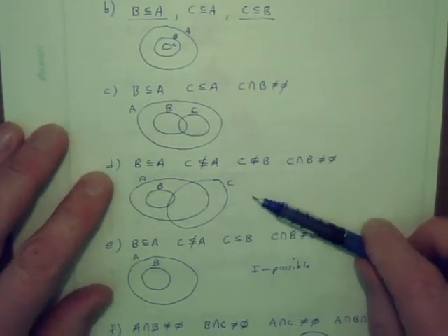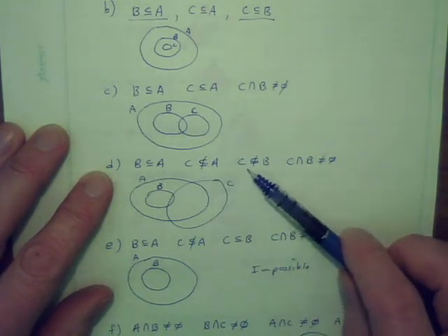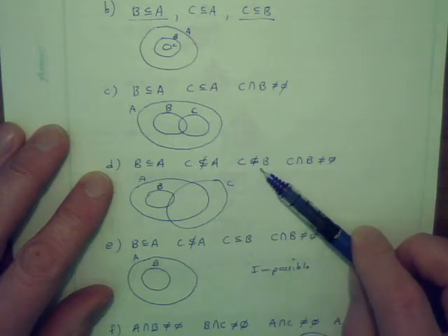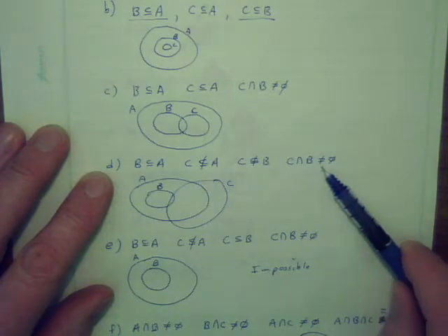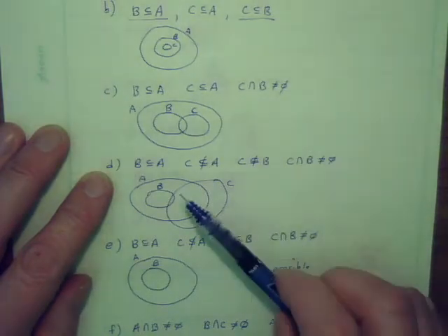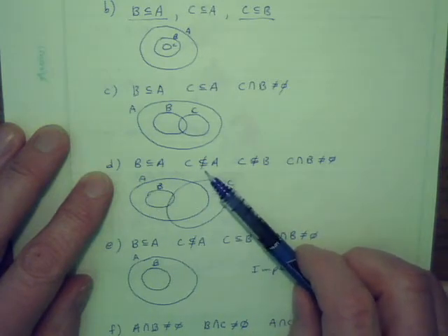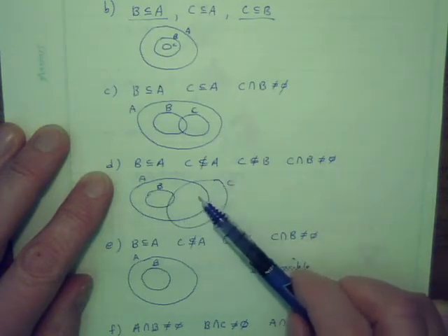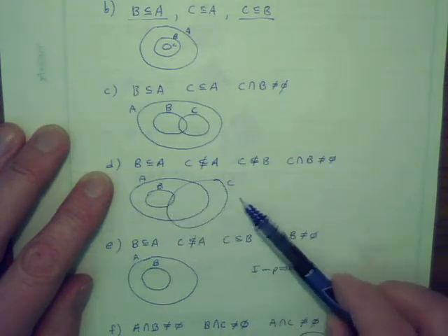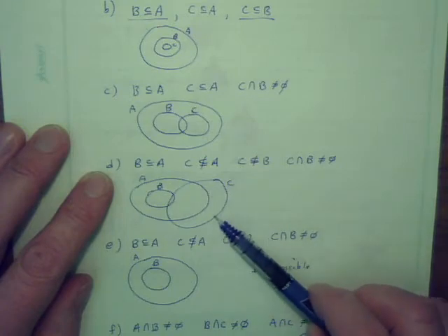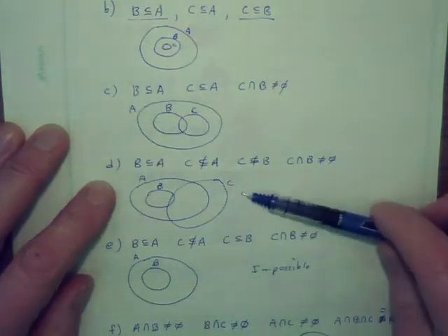Part D. B is a subset of A, C is not a subset of A, and C is not a subset of B, but C does intersect with B, meaning that C intersect B is not the empty set. And so I'm going to draw B on the inside of A, and I'm going to draw C not being a subset of A, so it can't be completely within A, it can't be completely within B, so C has to reach out, but it also has to reach in and overlap with B. And that's what it does right here. Okay?